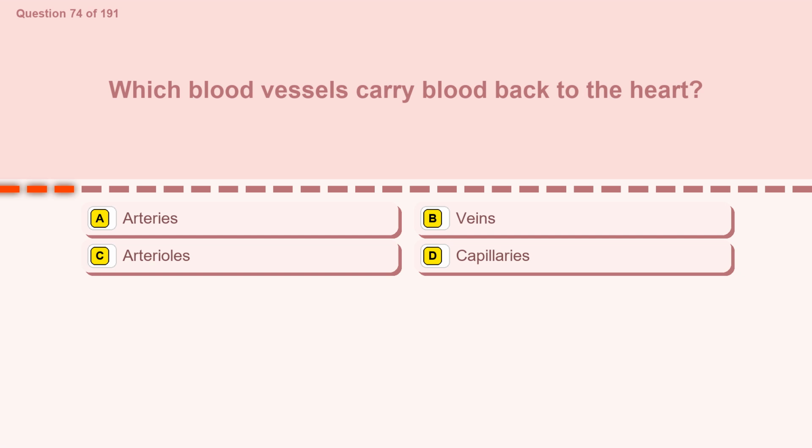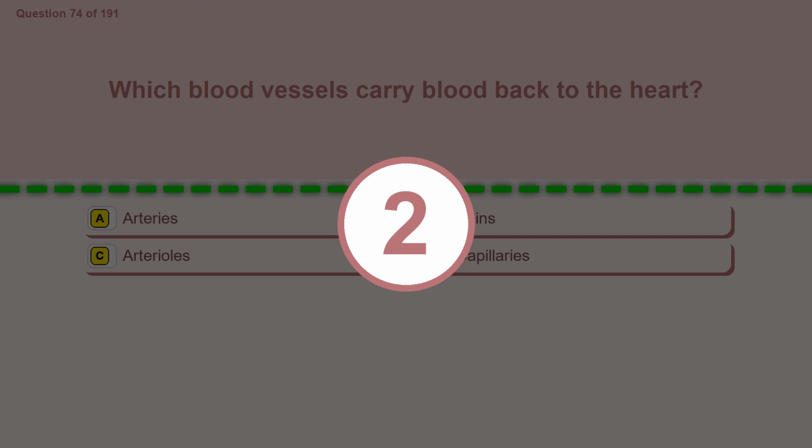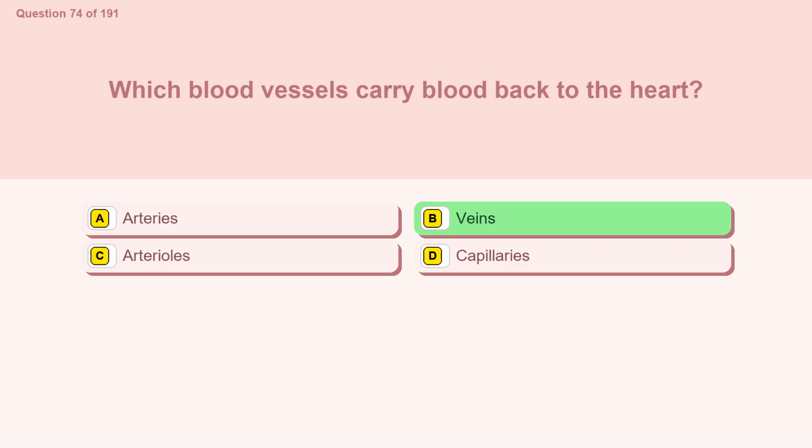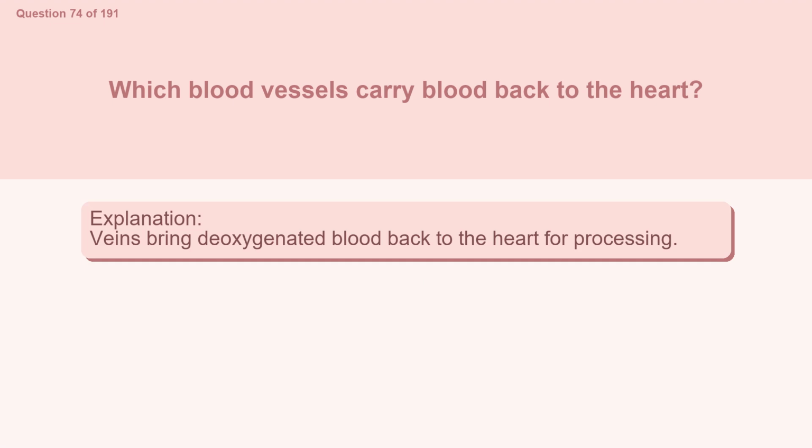Question 74. Which blood vessels carry blood back to the heart? Option A, arteries. Option B, veins. Option C, arterioles. Option D, capillaries. The correct answer is option B, veins. Veins bring deoxygenated blood back to the heart for processing.